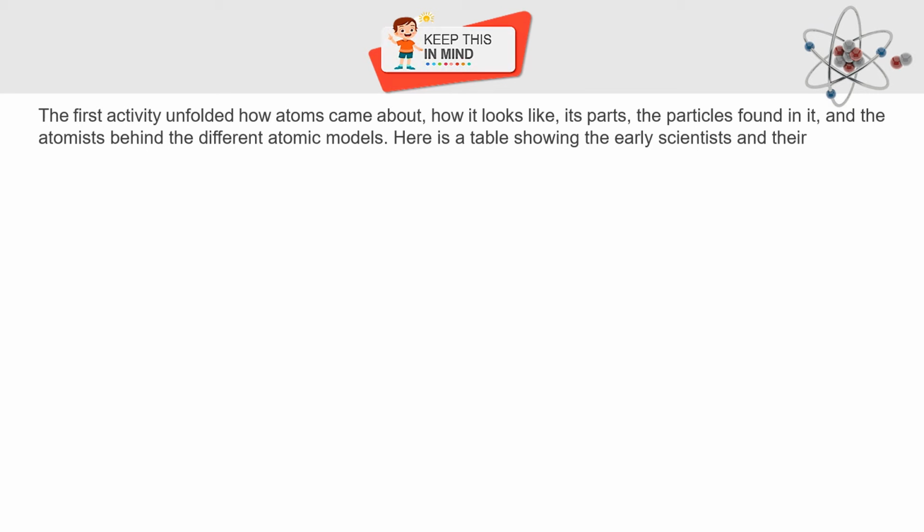The first activity unfolded how atoms came about, how it looks like, its parts, the particles found in it, and the atomists behind the different atomic models. Here is a table showing the early scientists and their contribution in the development of the atomic theory.